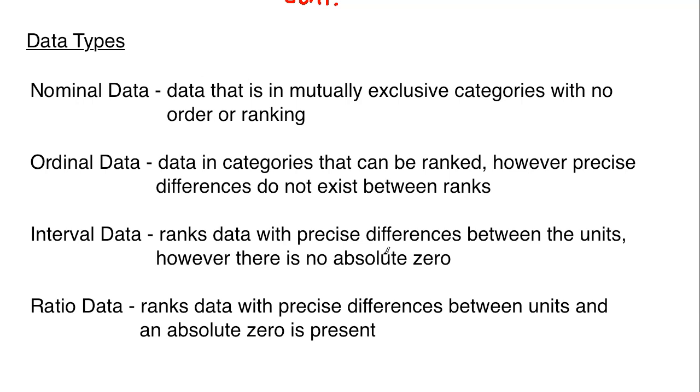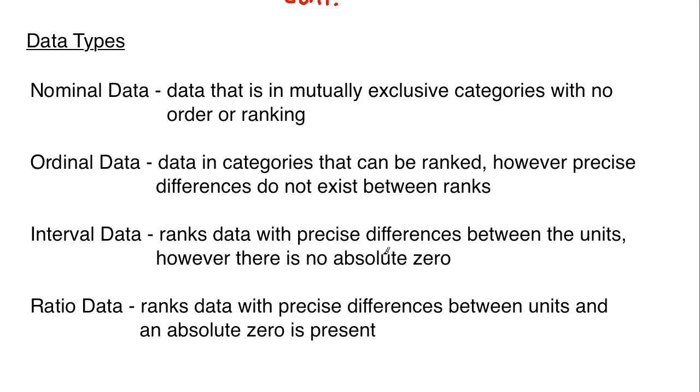And then finally, you can see ratio data is going to be almost the same, but now we do have those 0 units. So the ratio data will rank data with precise differences between the units, but there will also be an absolute 0 that is present in this situation. So examples of that include things like the Kelvin scale for temperature, which does have an absolute 0. And there are many other examples.